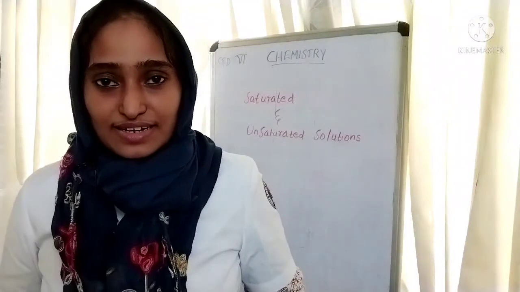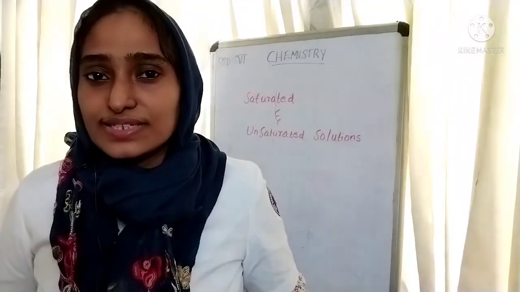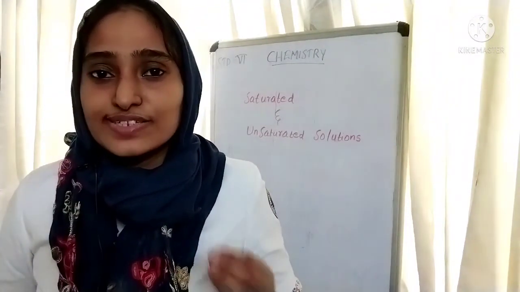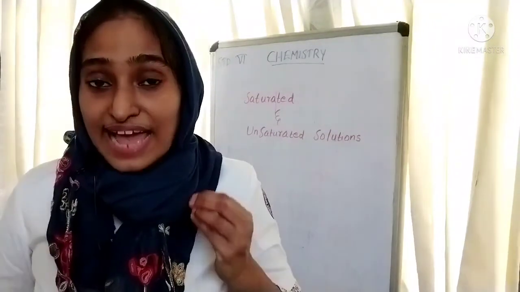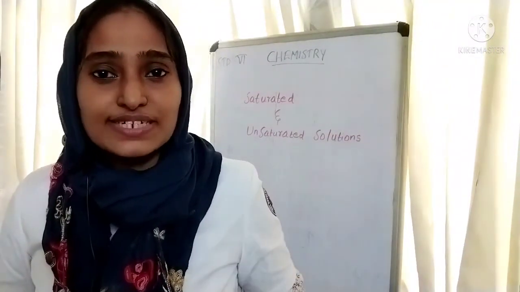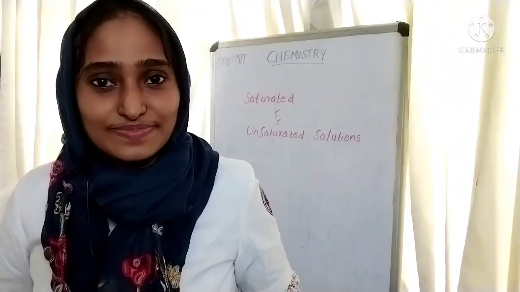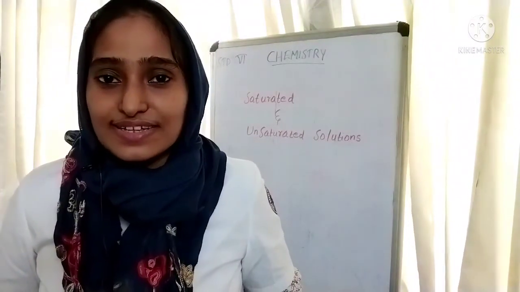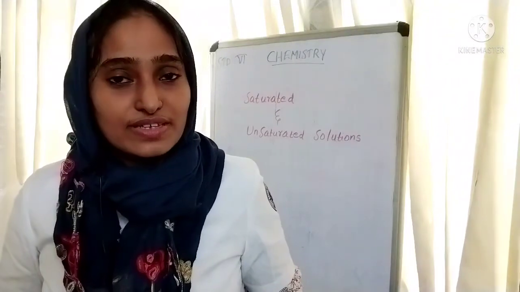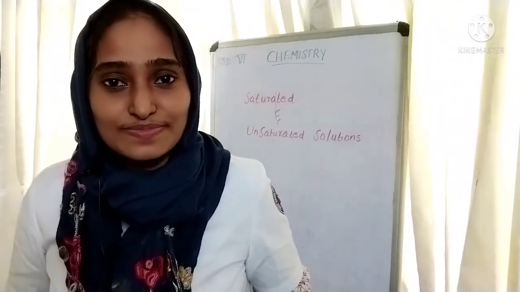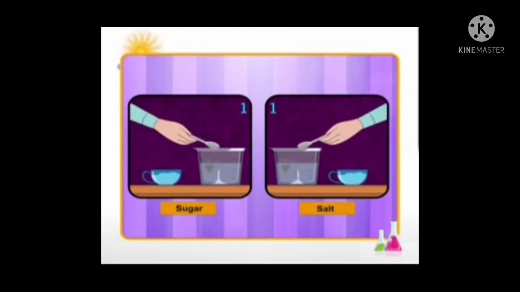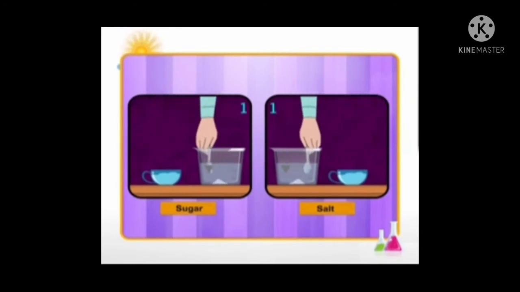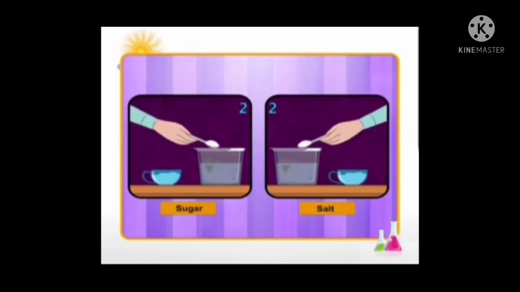Now, children, does water dissolve equal amounts of different soluble substances, or are the saturation points of every substance equal? To find out this answer, let us do an experiment with sugar and salt. Let's take two different substances like salt and sugar, both of which dissolve in water to form solutions.